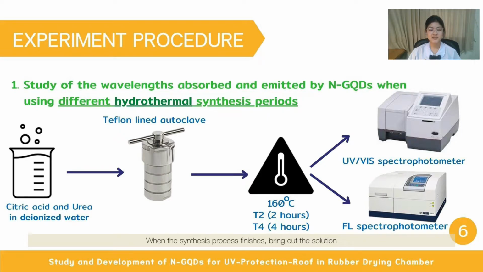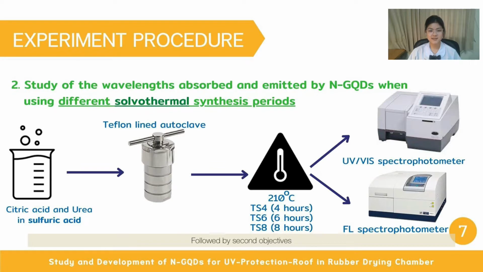When the synthesis process finished, bring out the solution and use a UV-vis spectrophotometer to observe the wavelength absorbed by T2 and T4. Next, observe the emitted spectrum by fluorescent spectrophotometer using different excitation wavelengths, followed by the second objective, the study of the wavelengths absorbed and emitted by nitrogen-doped graphene quantum dots when using different solar thermal synthesis periods. These experiments are similar to the previous one, except that we changed the solution from deionized water to sulfuric acid.